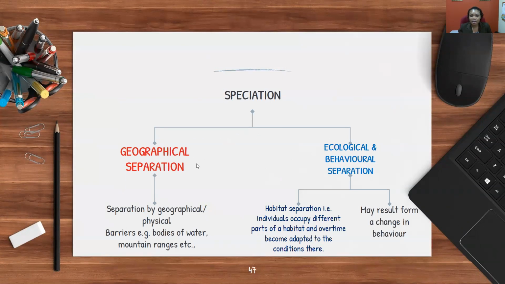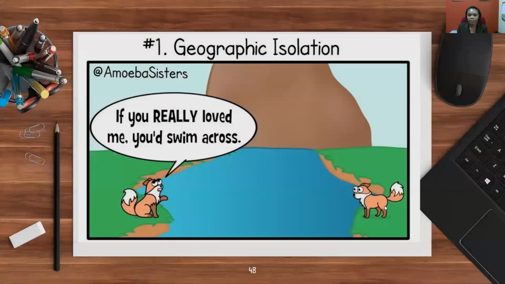Speciation. So speciation can be either geographical or ecological. Geographical separation is by a physical barrier, for example, a body of water or a mountain range, while ecological and behavioral separation can be through habitat separation, that is, individuals occupy different parts of a habitat and over time become adapted to the conditions there. Or it may result from a change in behavior. And I'll show you an example.